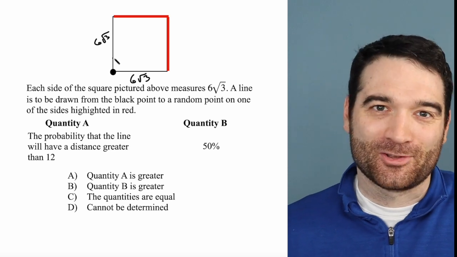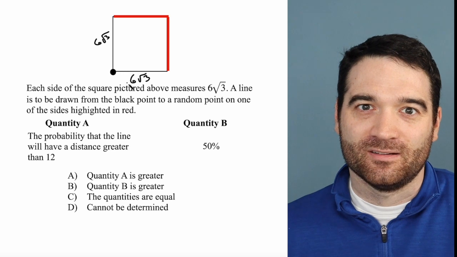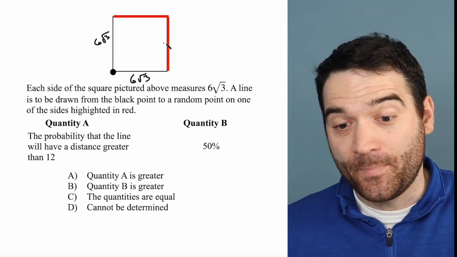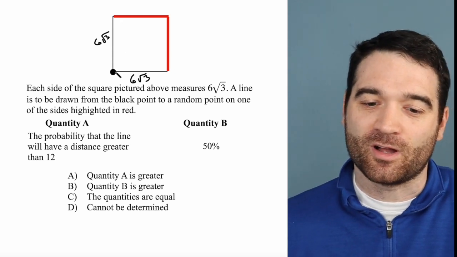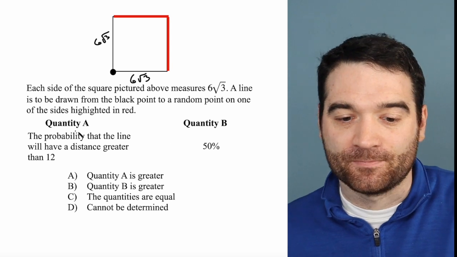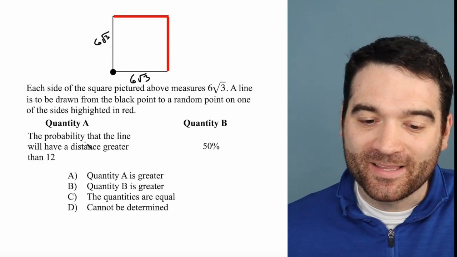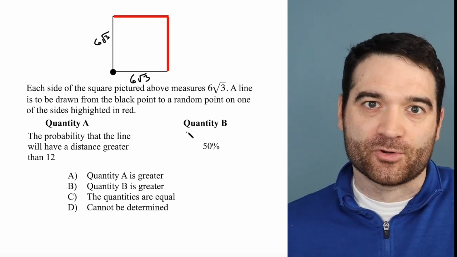So I'll start with this sort of mind teaser question. How many lines could I possibly draw? An infinite number, right? I could draw boom, boom, boom, boom, boom. I could just draw them forever and ever and ever. There are an infinite number of lines I could draw from this black point to one of the red sides here. Here's the question. What is greater? The probability that the line will have a distance greater than 12 or 50%.